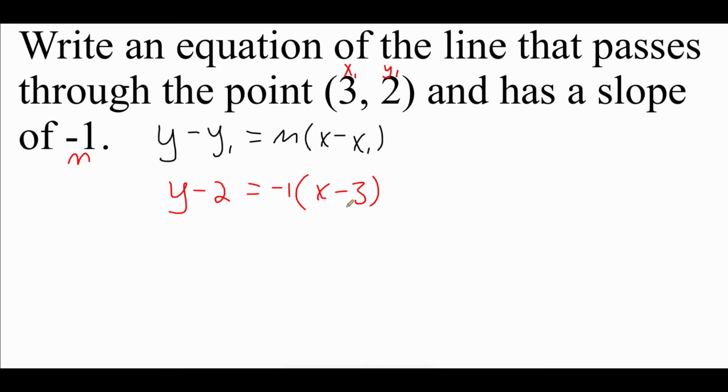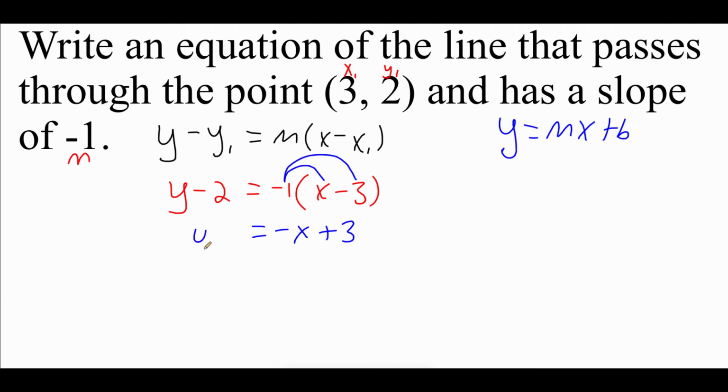This one doesn't, so we don't have to worry about it. So we're going to work on getting this in slope-intercept y equals mx plus b form. So I'm going to start with that -1 outside of the parentheses, and I'm going to distribute it in. So -1 times x gives me -x. -1 times -3, double negative turns it into +3.